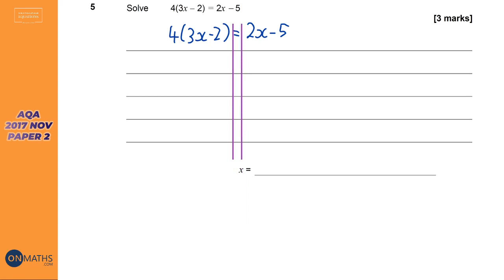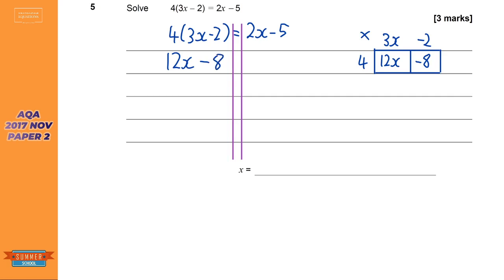So the first thing I need to do is expand brackets. Whenever you have a fraction or a bracket inside an equation, you must get rid of them first. And there's loads and loads of different ways of expanding brackets. Let's do the grid method. Why not? Have a bit of fun doing the grid method. Okay, so it is 4 times 3x minus 2. And we're timesing this. So 4 times 3 is 12x. 4 times minus 2 would be minus 8. So this becomes 12x minus 8 equals 2x minus 5.